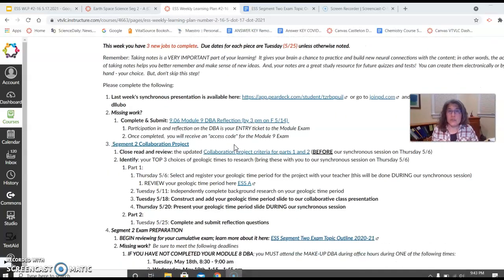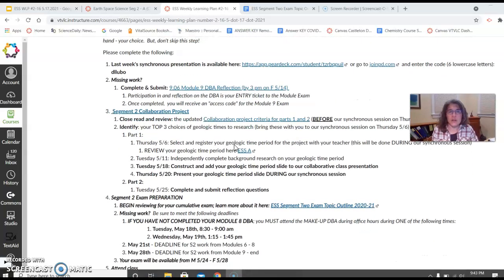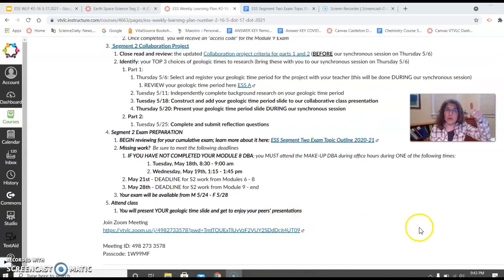And then if you go to your to-do list, you're going to notice that you have 3 jobs to complete. Those jobs are your segment 2 collaboration project. Within that, you have 2 small jobs. One is to complete your slide and to put that into our slideshow and present it in class. And the other is going to be reflecting on our collaboration process. The second job is your segment 2 exam preparation. Again, I strongly encourage you to start that early and do a little bit at a time. It's going to allow your brain to do a better job of recalling, making connections between material, and then feeling comfortable when you're taking the exam.